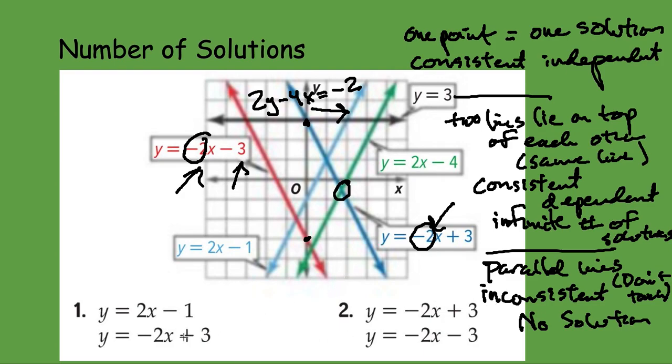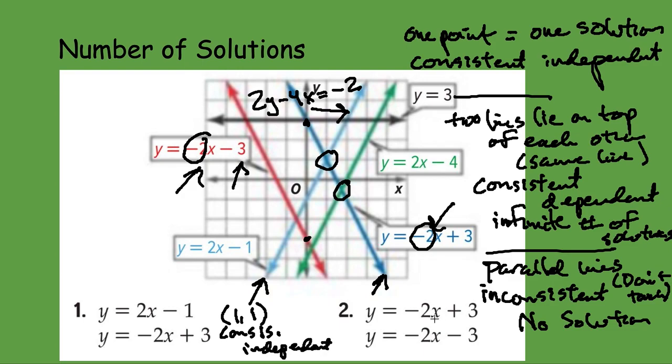So if I look at number 1, 2x minus 1 and negative 2x plus 3. Well, 2x minus 1 is this light blue one right here. And then negative 2x plus 3 is this darker blue one right here. Those two meet right here, so we would say the solution for that would be the point (1, 1). And then we would call that consistent, and that would be independent.